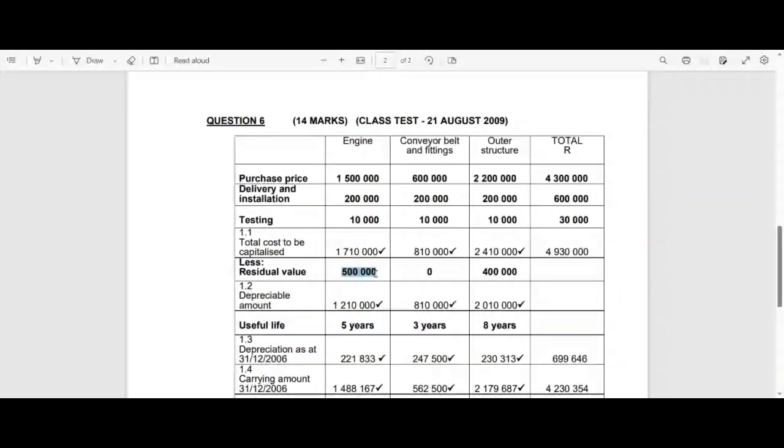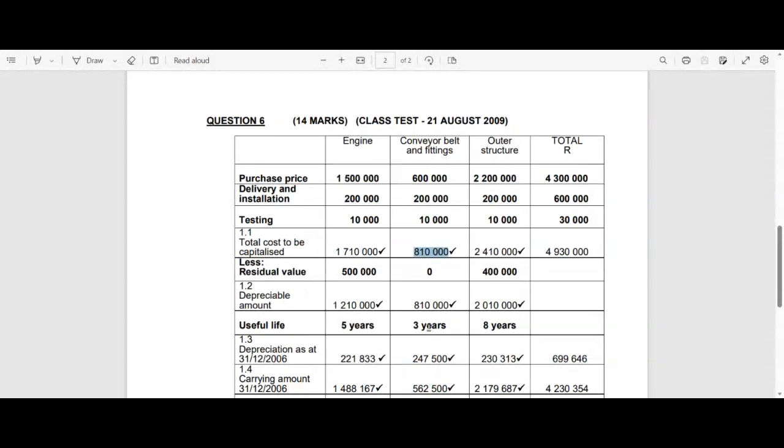So there we go. Our second requirement is the depreciable amount. In the case of the engine, it's the cost minus the residual value, which gives us the depreciable amount of 1,210,000. In the case of the conveyor belt and fittings, we see we had a total cost of 810,000 rands. We saw a little bit earlier that this part has got no residual value. So once we have used it for 3 years, we will have to scrap it.